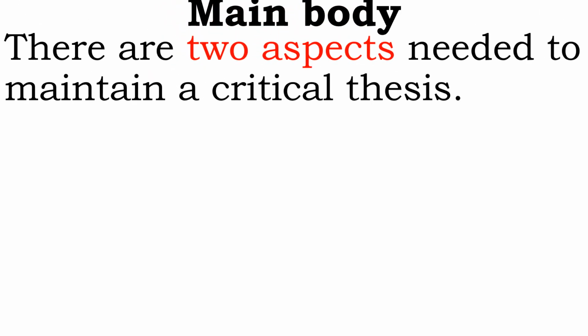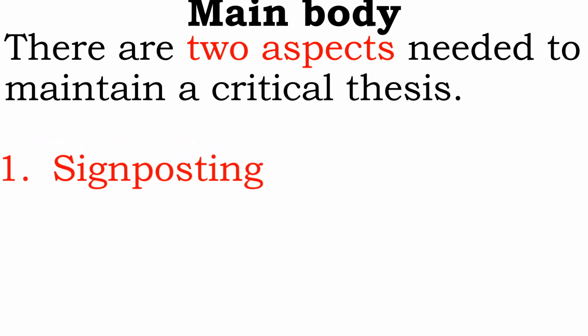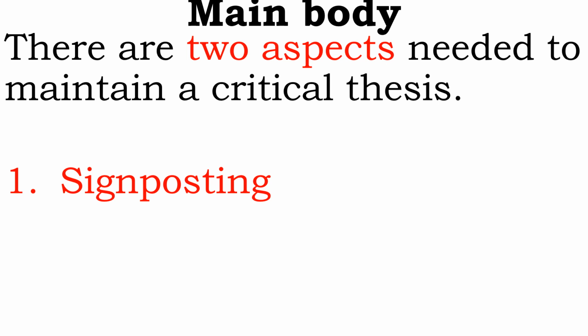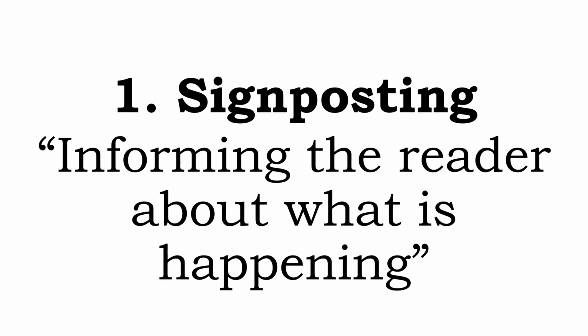There are two aspects needed to maintain a critical thesis. First, signposting. Second, tone. We will go through both of these aspects in more detail. Signposting. This is when you inform the reader about what is happening.